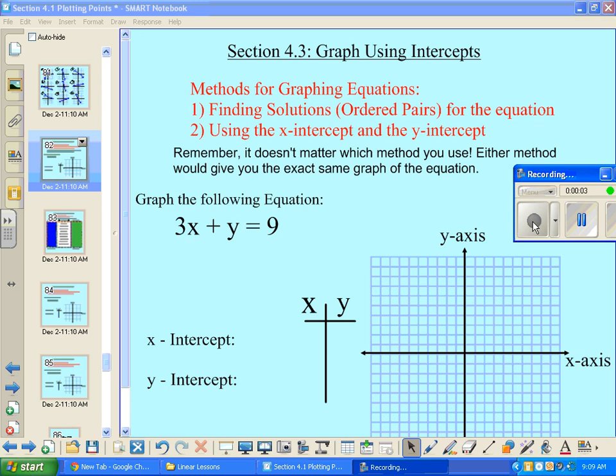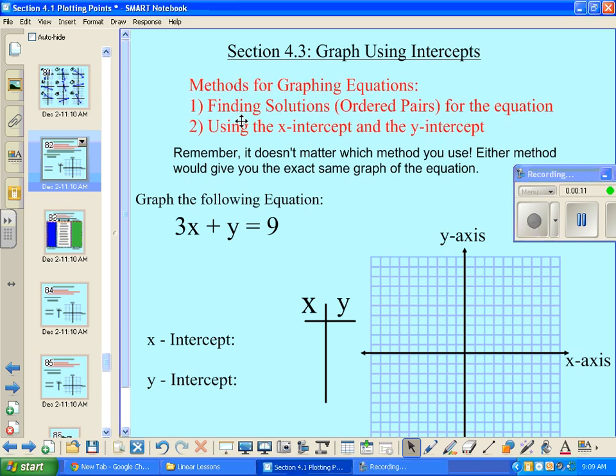Today's lesson is a continuation of section 4.3, graphing using intercepts. We've been working on using, as I call it, method number 2 up here in our red list, graphing using the x and y intercept. We also don't want to forget about the first method too, finding some ordered pairs. Today what I'm going to show us is that it doesn't matter really which method we use to graph an equation. Either way, we should get the same exact graph.